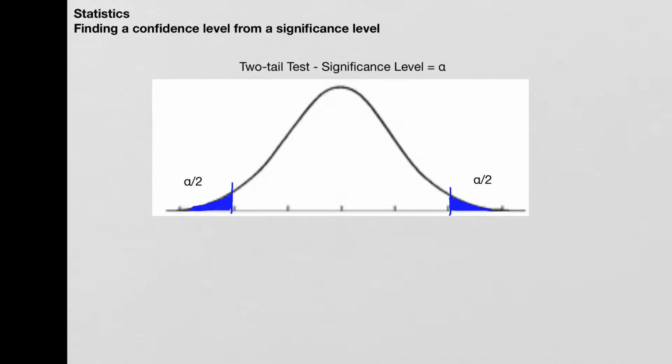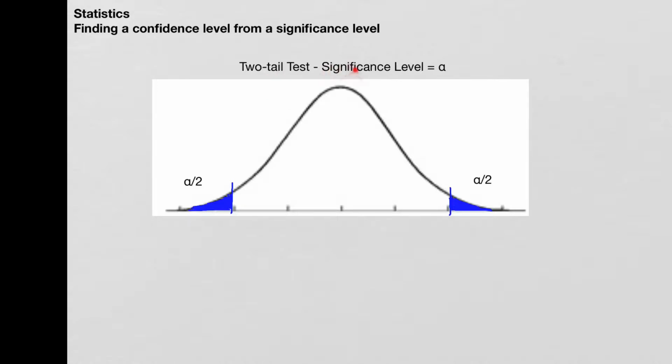In some problems, you'll be asked to find a confidence interval based on a hypothesis test. And in those cases, you're given a significance level, but not a confidence level. So how you're going to find the confidence level based on the significance level depends on what type of hypothesis test you're doing. So in our first case, we're going to look at a two-tail test.